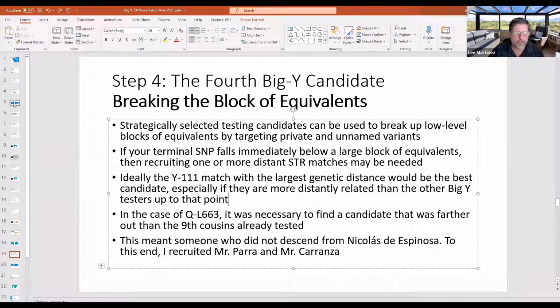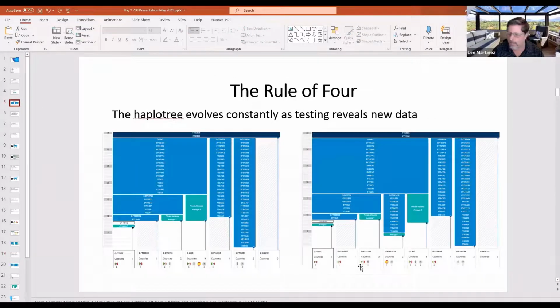So what I did is I recruited Mr. Pata, who is this person right here. Mr. Pata right here is a genetic distance of 10 at Y111 to me. See what I'm saying? And so I recruited him to take this test, and I'm hoping he's listening to this video right now. Mr. Pata, get your brother, your uncle, your nephew to take this test so we can name these.